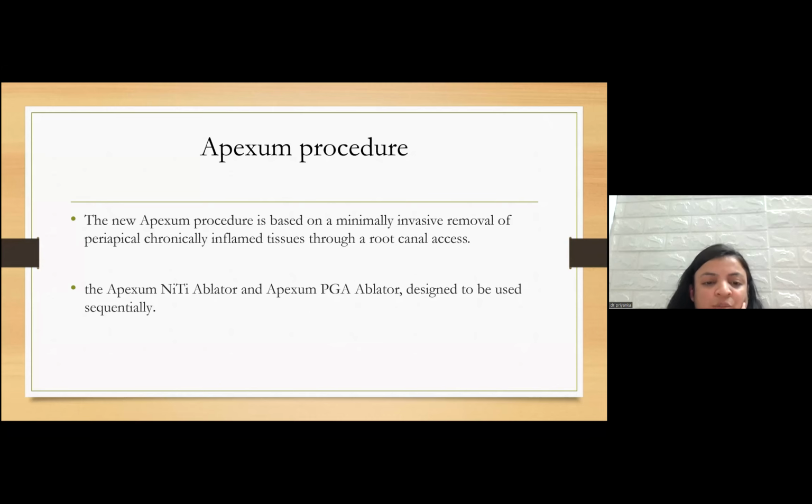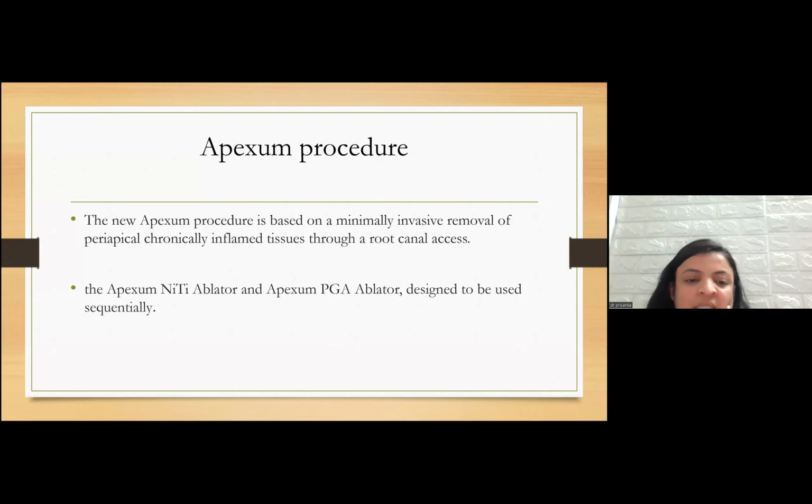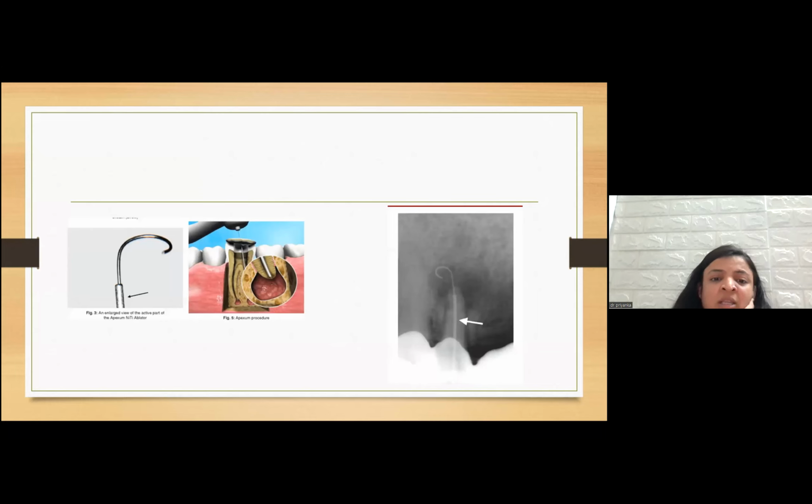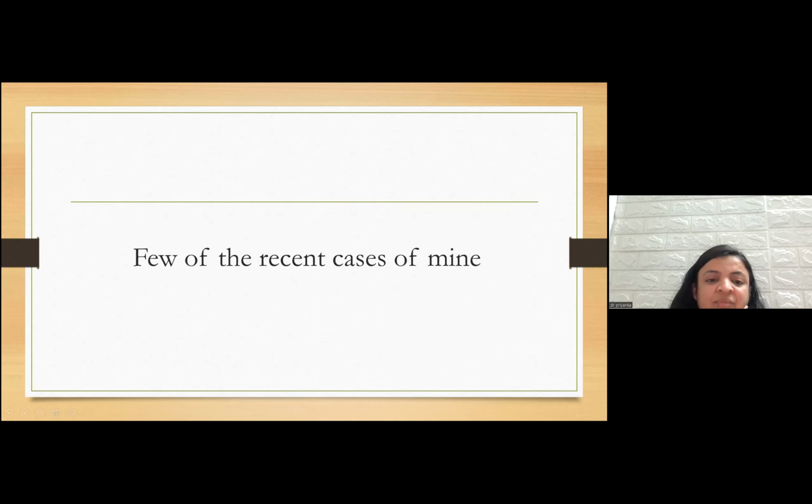The instruments we use for this are the NiTi ablator and the Apexum PGA ablator. This is how the instrument looks, and this is how we place it into the canal and take out the entire lesion mass with this hook-shaped instrument. But the main disadvantage is that you need a large canal for this, and in any curved canal we cannot use this instrument.